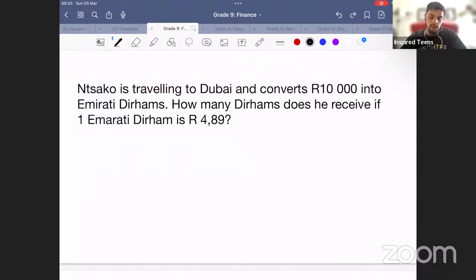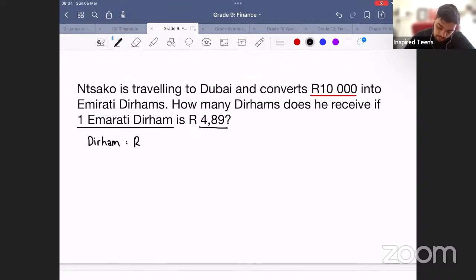Ntako is traveling to Dubai and converts 10,000 rand into Emirati dirhams. How many dirhams does he receive if 1 Emirati dirham is 4 rand 89? So for 1 Emirati dirham, you're getting 4 rand 89. What you need to do is create a ratio. The dirham to the rand is a 1 to 4.89 ratio. That's what you should always do.